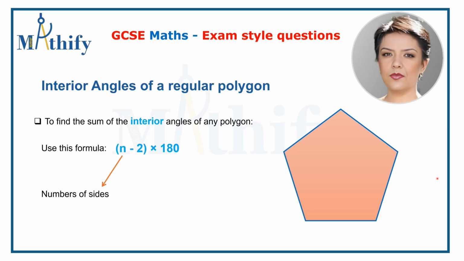So this shape is a pentagon, and a pentagon has 5 sides. So to work out the interior angles of this particular pentagon, we need to do 5 minus 2 multiplied by 180, and that should give us our total angles of 540 degrees.